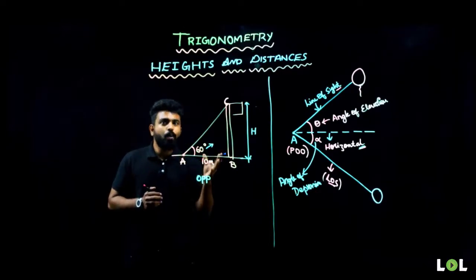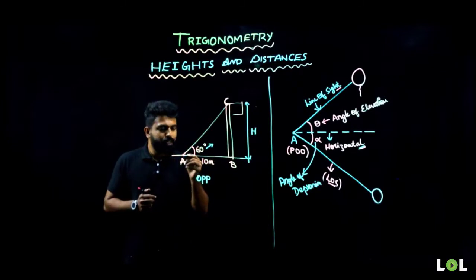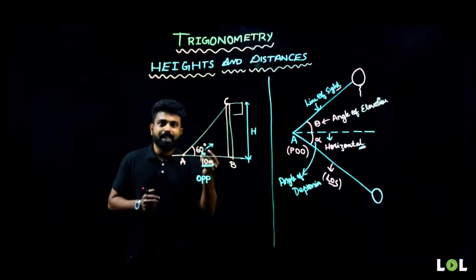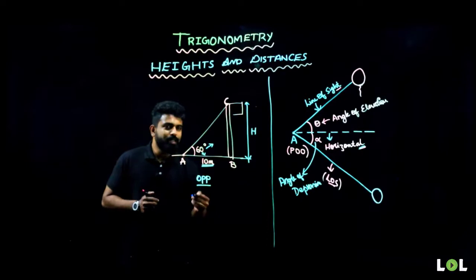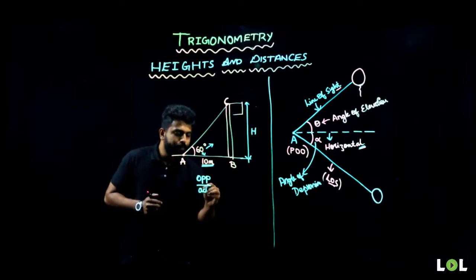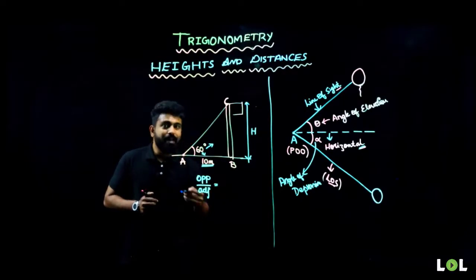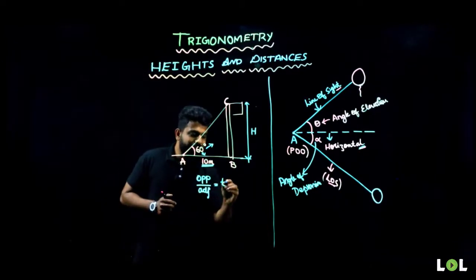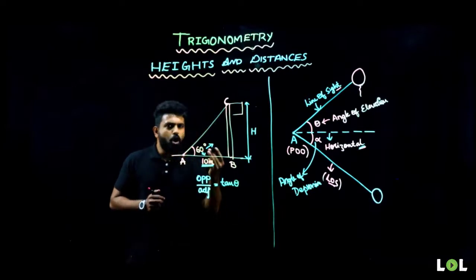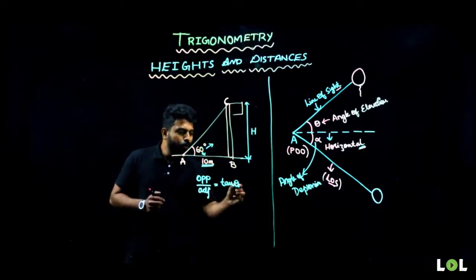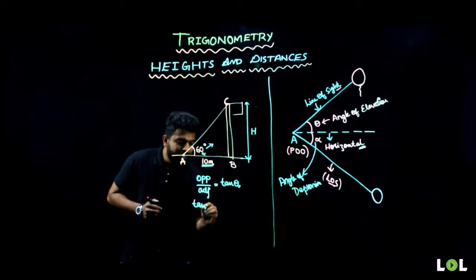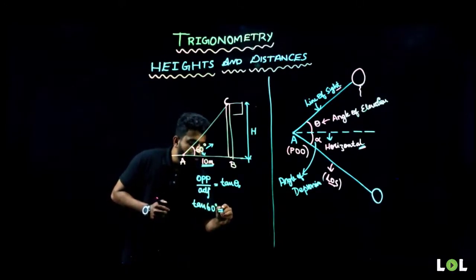Now, which is the other value that we know? We know that the distance between the point and the flagpole is 10 meters. So what is this 10 meters with respect to 60 degrees? It is my adjacent side. So I'll consider this as a ratio, opposite by adjacent. Which is the ratio that is opposite by adjacent in trigonometry? It is tan theta. Tan theta is nothing but opposite by adjacent. Now we know the value of theta here. What is the value of theta? It is 60 degrees. So I'll write it as tan 60 degrees is equal to opposite.